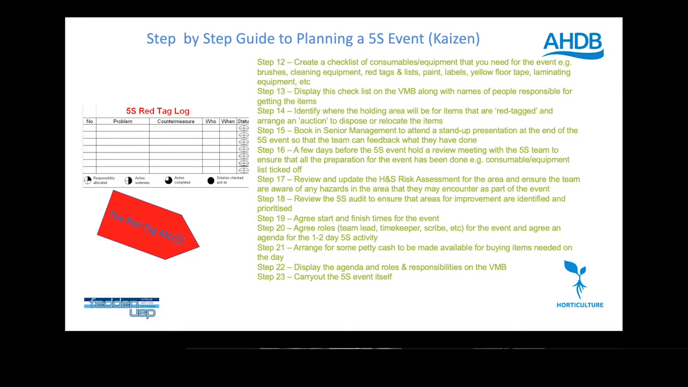Step 17, risk assessment, especially if you've got people working in an area that have never worked in it before. Carry out a risk assessment to see if everyone's aware of the risks and any hazards associated with going into an area and clearing out rubbish from it. Step 18 is looking at the 5S audit and identifying what items have been identified for improvement. Step 19 would be agreeing start and finish times for the event, so what time you're going to start on the day and when you're going to finish.